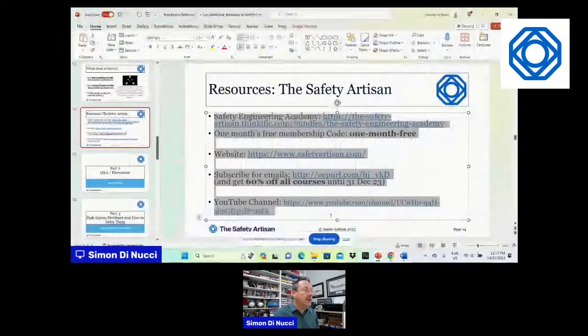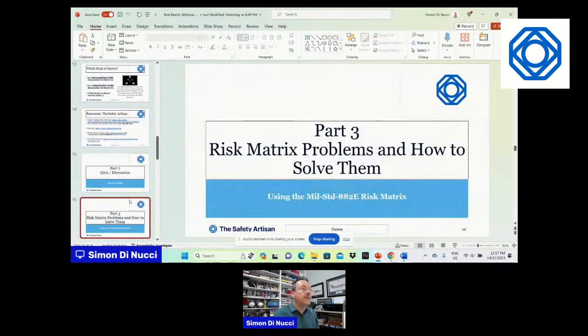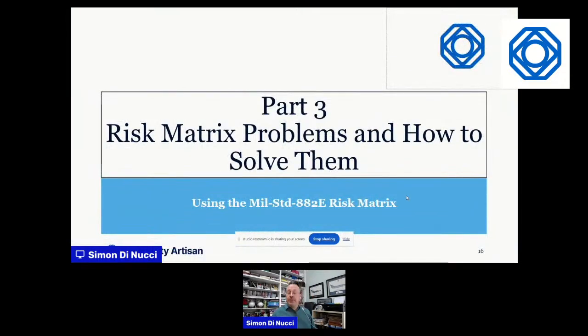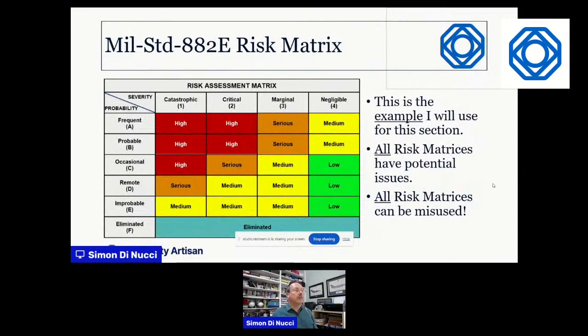I'm going to share my screen again. And now we will move on to part 3. So here are some risk matrix problems and how to solve them. And I'm using, as I said, the example of the MIL-STD-882E risk matrix. And so here it is.